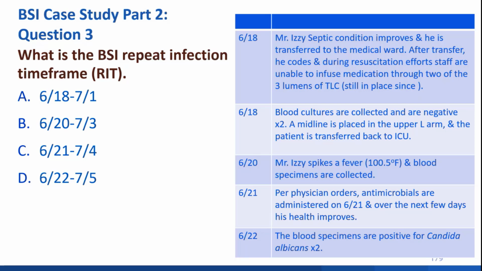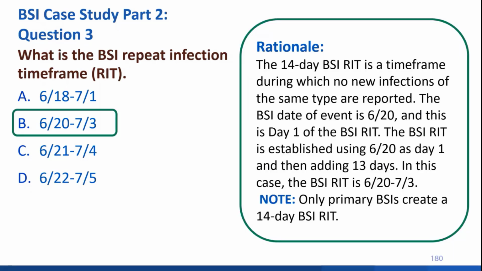Hey, Marissa, we're seeing mostly B. A couple other answers scattered in, but mostly B. So if we're seeing mostly B, then you are correct. And if you can remember, in the previous question we had the date of event as 6/20. So the BSI date of event is 6/20, and it starts that day one of the BSI RIT.